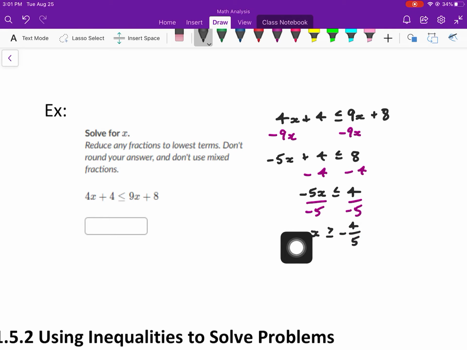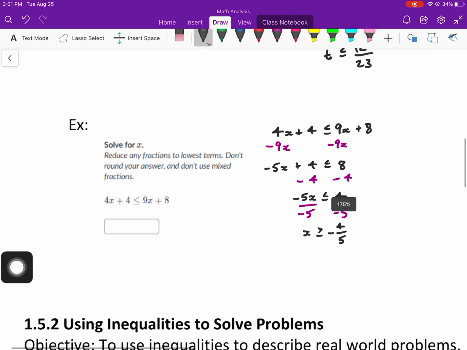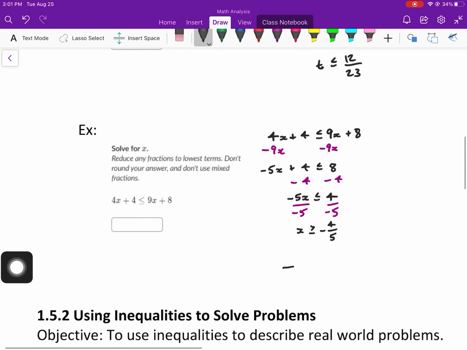I usually like to have the variable on the left with inequalities. That's why I like moving it, because it's just easier to read that x is greater than or equal to negative 4 over 5. If it's the other way, we'd be saying negative 4 over 5 is less than or equal to x. A little harder to think about and understand.